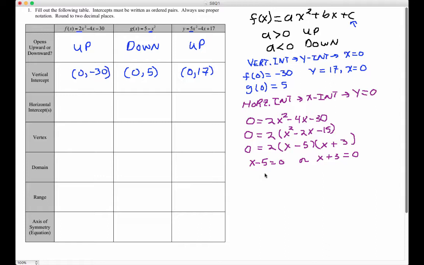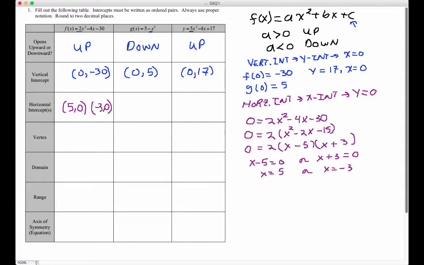So it looks like my two solutions here are going to be x is equal to 5 or x is equal to -3. But be careful because they asked us to write these down as ordered pairs. We're not just going to report back those two numbers. We have to give the ordered pairs that correspond to them. So our first horizontal intercept, or x-intercept, is at (5, 0). And then our second one is at (-3, 0).